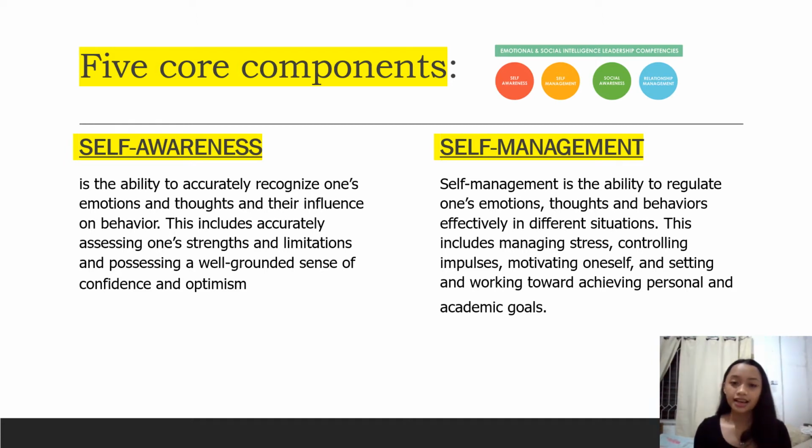Second is self-management. Self-management is the ability to regulate one's emotions, thoughts, and behaviors effectively in different situations. This includes managing stress, controlling impulses, motivating oneself, and setting and working towards achieving personal and academic goals. Not everyone has good self-management. Some who cannot manage themselves and their emotions are more likely to be suicidal.